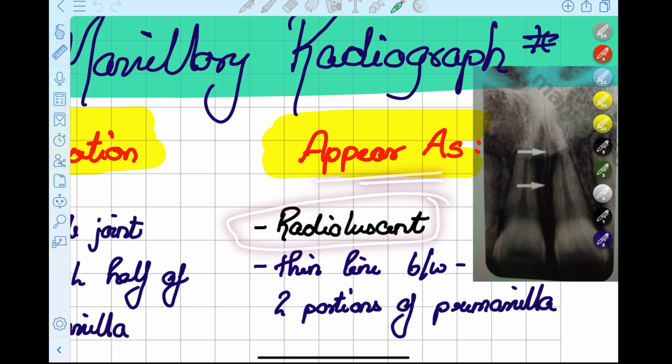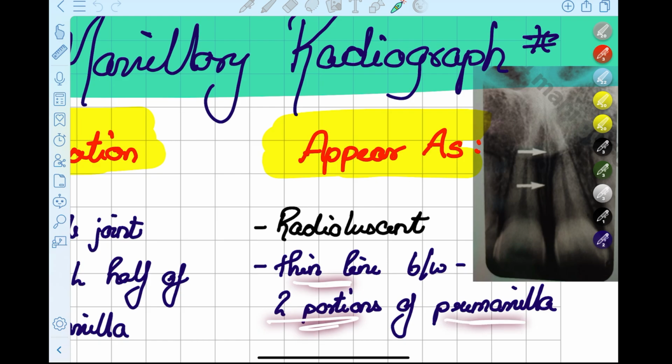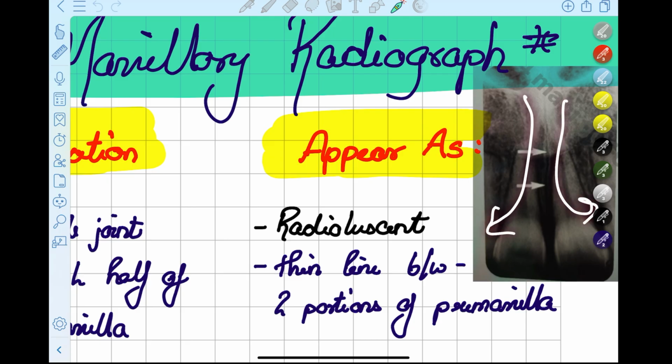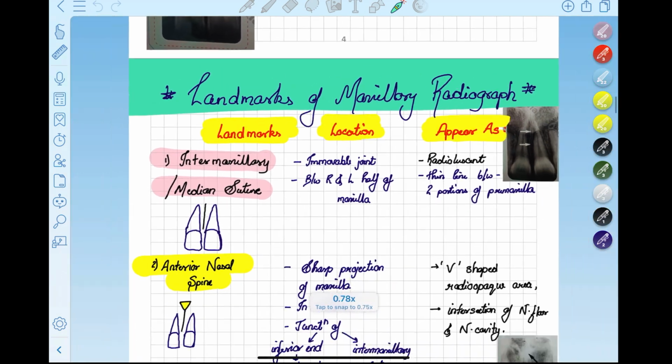It appears radiolucent. Radiolucent means black or dark. It is a thin line between the two portions of premaxilla. As we can see here, a radiolucent thin line between the two portions of premaxilla is known as the intermaxillary or median suture.